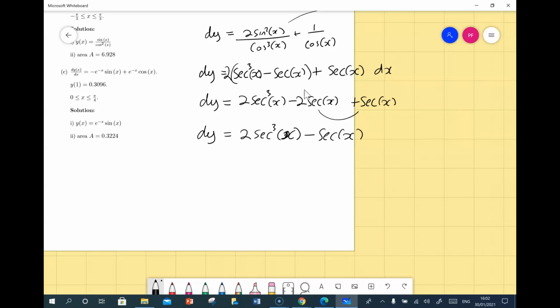Okay, so we're going to integrate those separately. I'm going to integrate the left, then the right. When I integrate the left, that's just y. And I'm going to bring the 2 outside here.